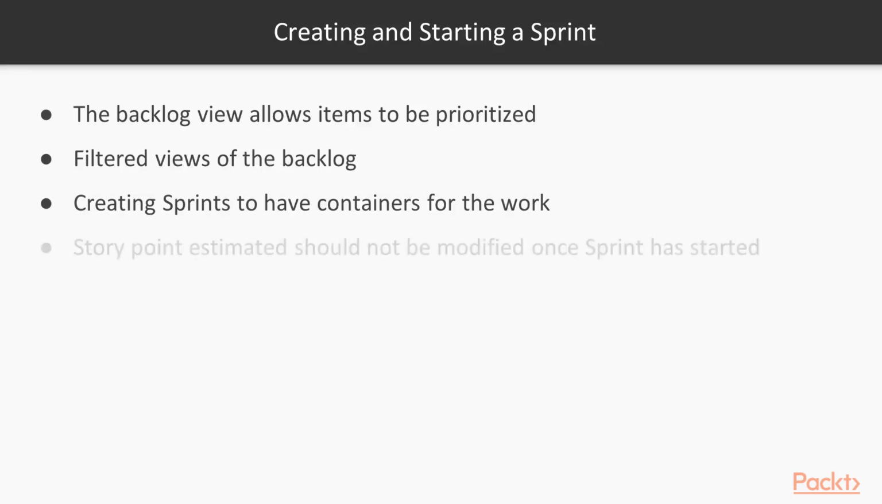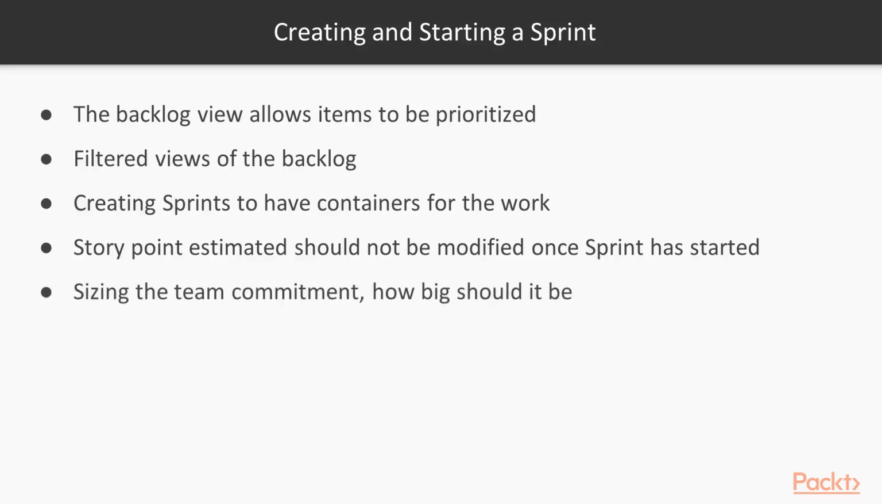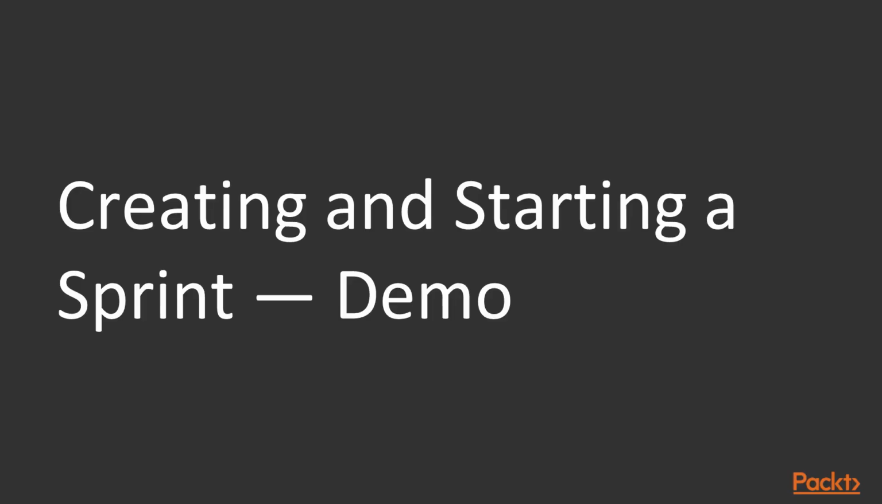We're going to look at story point estimations and want to make sure those are all set before you start a sprint, because once you start that sprint, you want to make sure you don't modify those values unless you have to. We're going to take a look at sizing the team commitment, so understanding how big a sprint should be, how many story points we should pull into a sprint, and then adjustments to a sprint once it's in progress and what we can do and not do there. All right, so let's go ahead and flip over to JIRA.